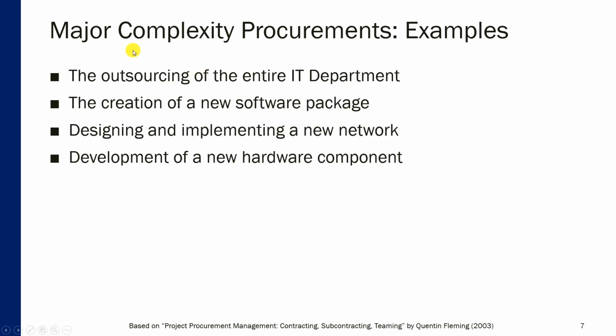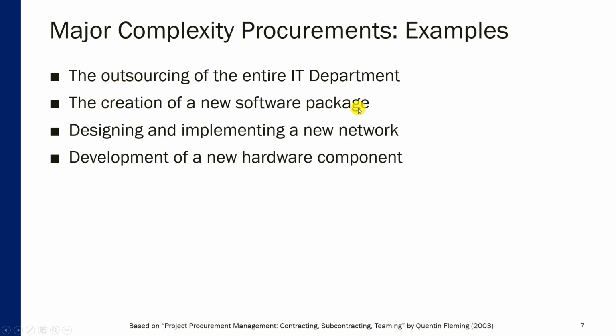So some examples of major complexity procurements: the outsourcing of the entire IT department. An organization may have very unique requirements for the kind of IT assets and IT services it needs. Also, it's something that is done for the long term, right? Given the long term horizon. So that's why it's a major complexity, because a consulting company or outsourcing company that provides those IT services needs to create oftentimes a unique solution for the buyer, and it's a long-term solution, and it's a solution requiring a lot of investments. So that's why it's a major complexity procurement.